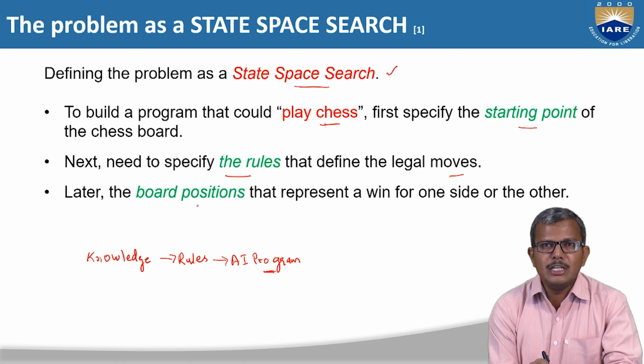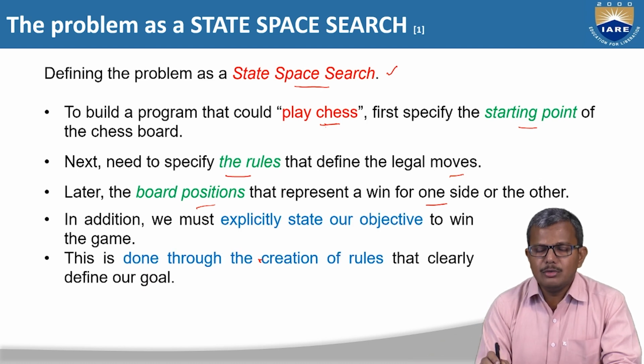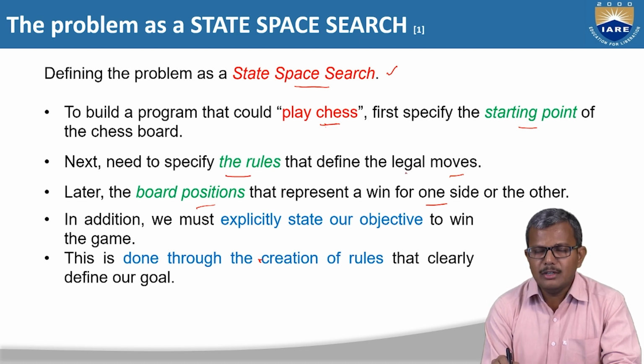Next, we need to represent the board positions, so that we can tell at what point we have won, that is, at what point the AI agent has won the chess game. To recap: first we specify the starting point, then the rules required to make a legal move, and then the board positions, especially the board position which tells whether the opponent or one side has won the game.